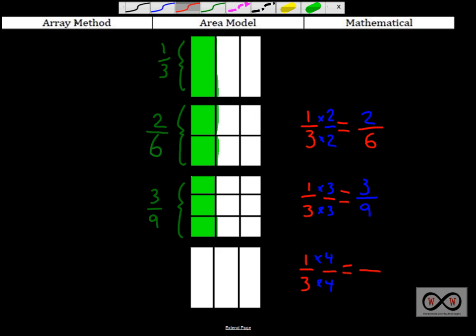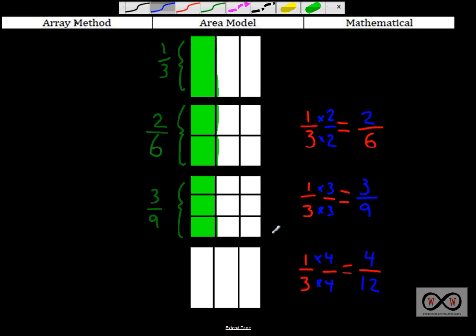All right, so we've got 1 times 4. You're probably thinking, well, that's the identity property of multiplication. You're right. That's 1 times 4 is 4. And then we have 3 times 4, and 3 times 4. You're probably thinking, that's 12. Good for you. So now we've got to prove visually or pictorially that 1/3 is equal to 4/12.